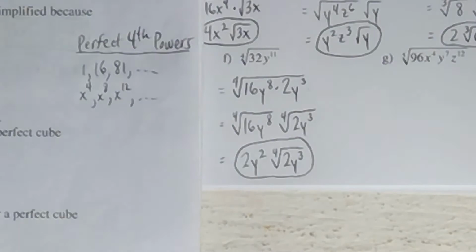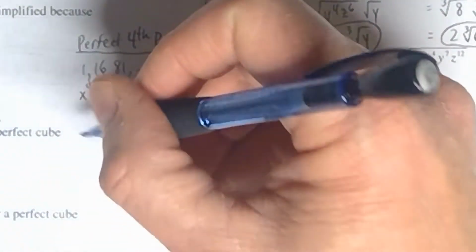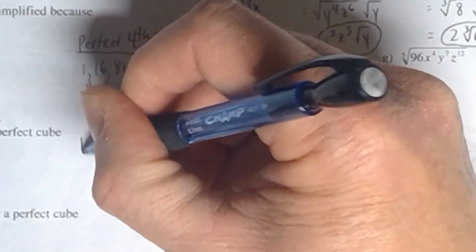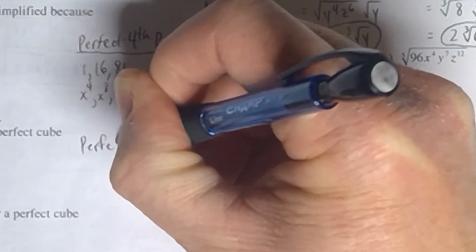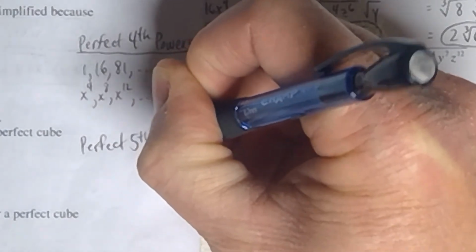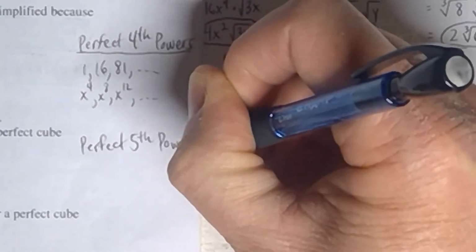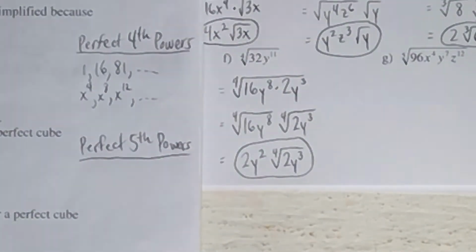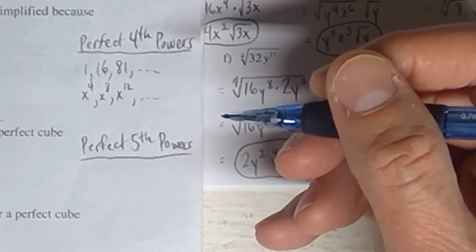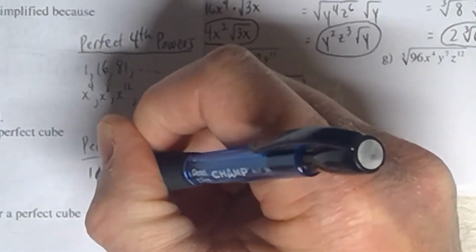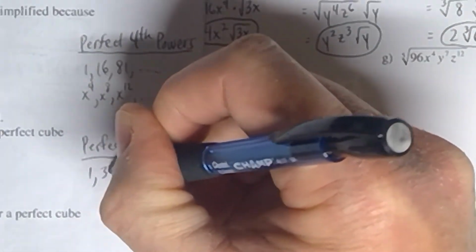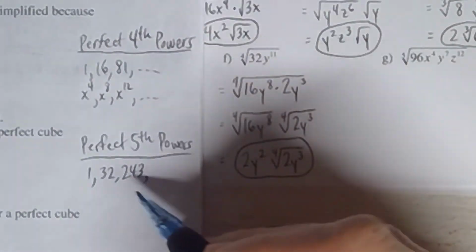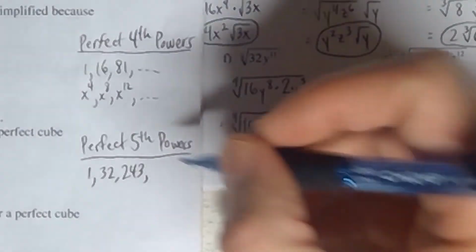Okay, so that brings us to the last one here, which involves, as you can see there, a 5th root. So that means that, no surprise here, this is kind of going with the theme. Since it's a 5th root, we're now looking at perfect 5th powers, just like with the 4th root, we looked at perfect 4th powers. What are perfect 5th powers? 1 to the 5th, 2 to the 5th, 3 to the 5th. Thankfully, we don't usually get this big right here. 243, and so on.